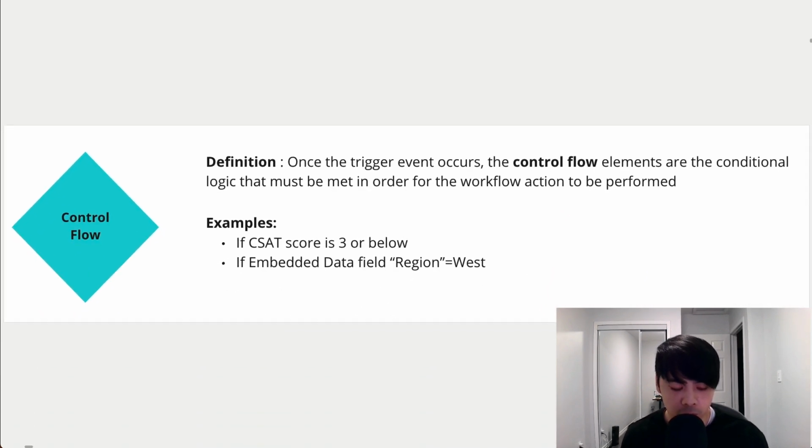Next, we have our control flow. Once the trigger event occurs, the control flow elements are the conditional logic that must be met in order for the workflow actions to be performed. For example, if the CSAT score is 3 or below, or if your embedded data field region equals West.